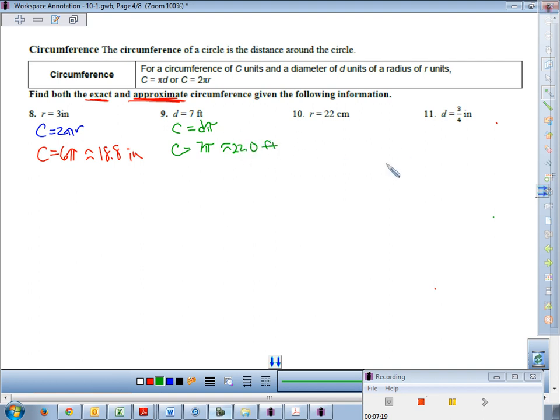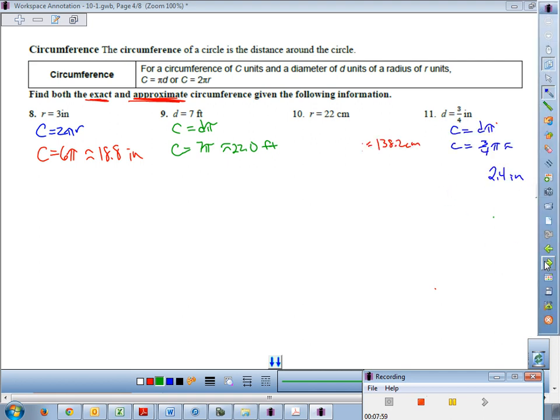Why don't you give number 10 and number 11 a try? Give the video a pause and get those two done. Start with the formula, substitute in. And hopefully you got these answers. Don't let that 3/4 throw you off. That circumference is just 3/4 pi. And then you can type in 3 divided by 4 in parentheses times pi, or just change 3/4 to 0.75 since you're going to get a decimal anyway.